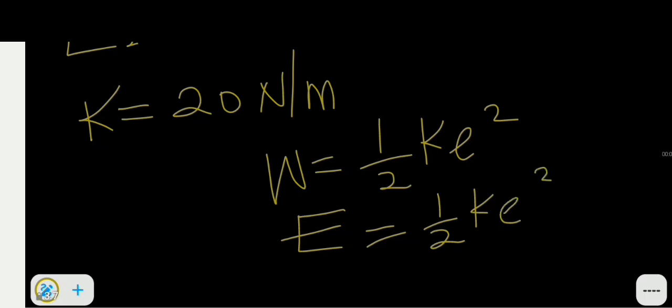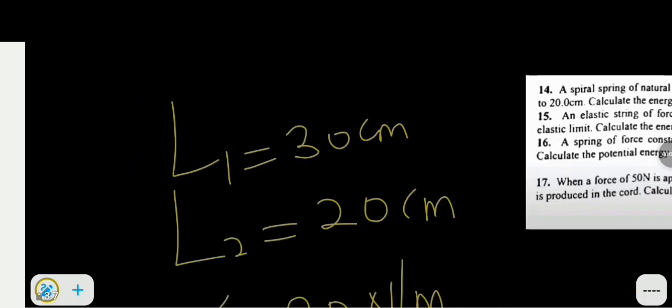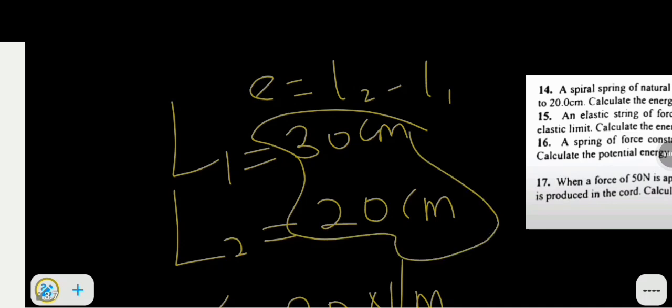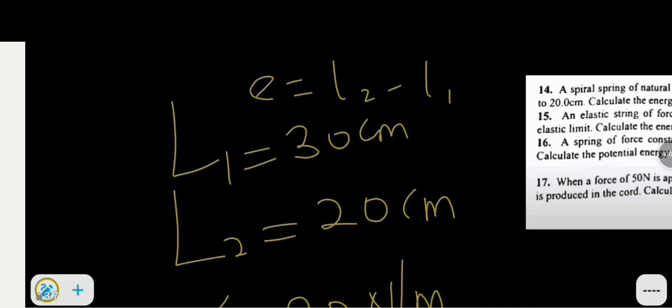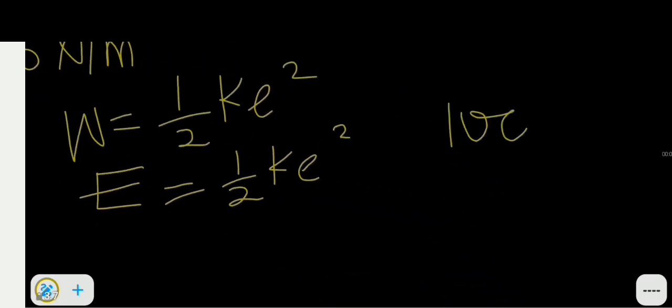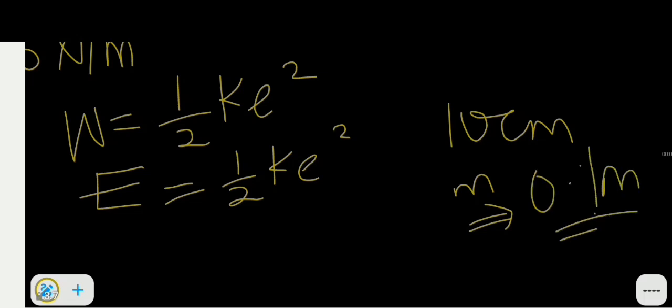Okay, so let's find the extension in this question. Extension is always E equals L2 minus L1. So just subtract. So 20 minus 30, that will give you minus 10. You don't need the negative sign. Or 30 minus 20, that will give you 10. So the extension is 10 centimeters. But we need to convert it to meters. So if you convert 10 cm to meters, just divide it by 100. So 10 over 100 will give you 0.1 meters. So the extension is 0.1.